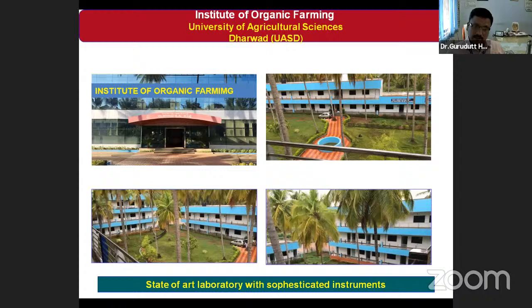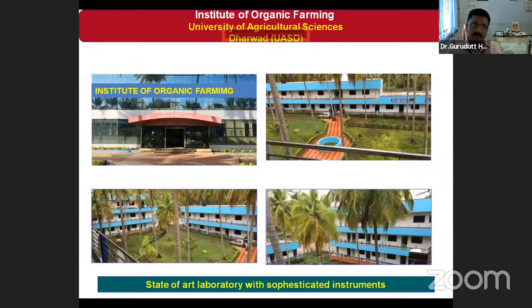The first one is our entrance building, and inside we can see buildings wherein we have different isolated rooms for different organisms, so that we can avoid contamination. On one floor we have mycoinsecticides, and on the lower floor we have biopesticides, and on the left hand side we have the microbiology lab as well as the facilities for production of biofertilizers. In a nutshell, this is a state of art laboratory with all sophisticated instruments. Many stakeholders and students come here to get hands-on experience in the production of biocontrol agents.